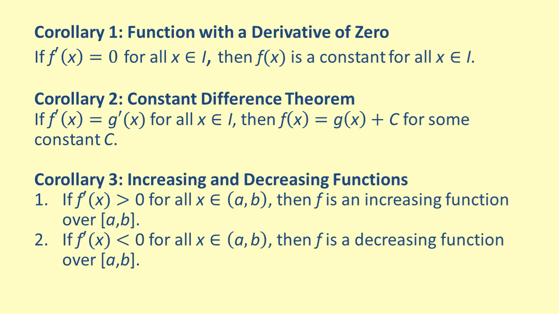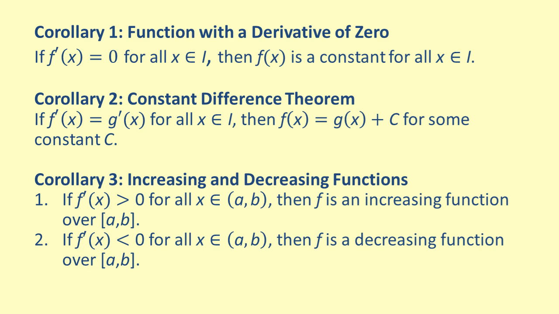Next, we'll look at the constant difference theorem. This states that if f and g are differentiable over an interval I, and if f prime of x equals g prime of x for all values of x in I, then f of x equals g of x plus c for some constant c. Again, this uses the constant rule for derivatives. If two functions differ only by constants that are added, then, because of the constant rule, their derivatives will be equal.